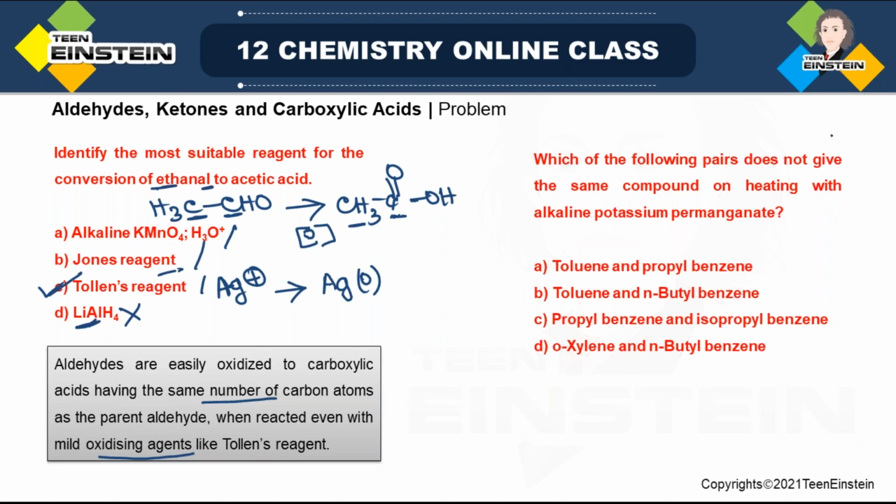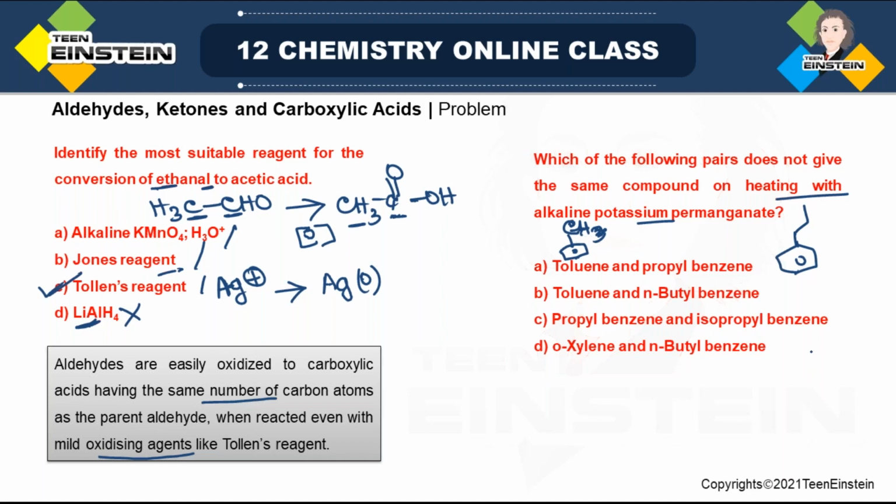Tollens reagent. Which of the following pairs doesn't give the same compound on heating with alkaline potassium permanganate? In each option you have two compounds, and you can see all are benzene derivatives, right? What type of benzene derivative? Some alkyl substituents are present. If you look at the options, toluene means a CH3 group attached to the benzene ring. That is the structure of toluene. Then propyl benzene. Propyl group is a 3 carbon chain.